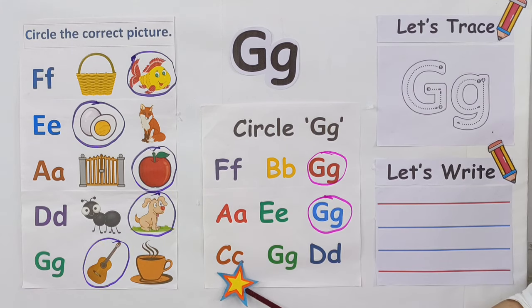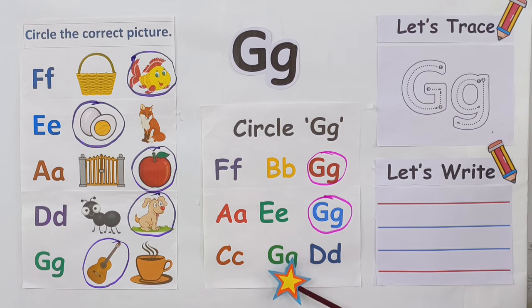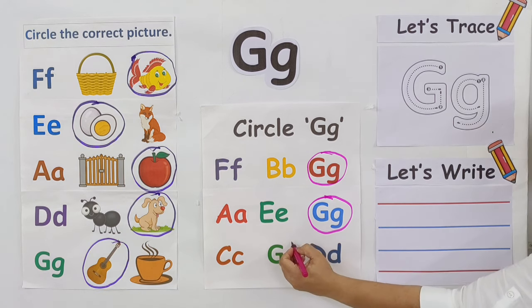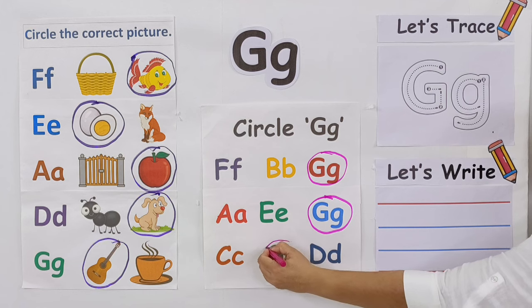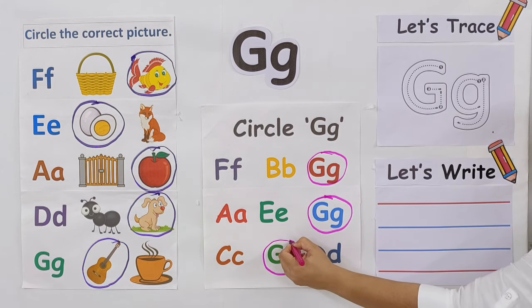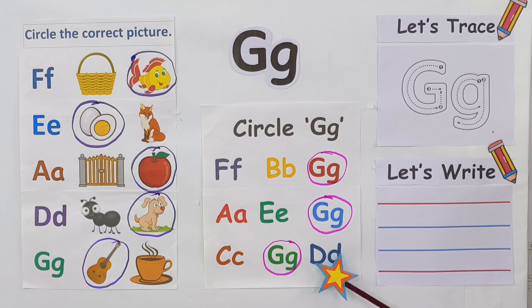This is letter C. This is uppercase letter C. This is lowercase letter C. Letter C makes a sound K. We are not going to circle letter C. This is letter G. That's right. This is uppercase letter G. This is lowercase letter G. Letter G makes a sound G. Let's circle it. This is uppercase letter D. This is lowercase letter D. Letter D makes a sound D. So we are not going to circle letter D.